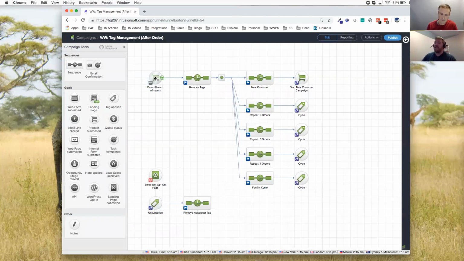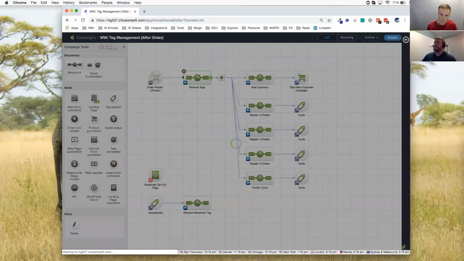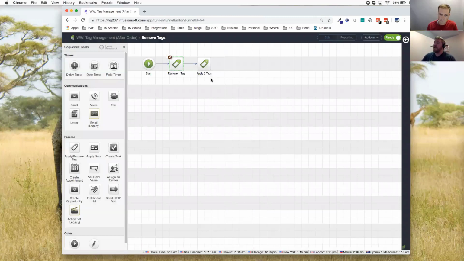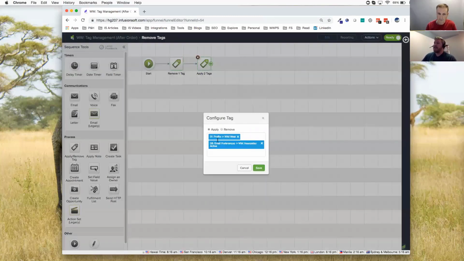So what we have here is a shopping cart. Anytime they purchase anything, they're coming into this campaign. And then I am removing the new lead tag. Someone is no longer a lead if they've made a purchase, obviously. And then I'm applying a couple tags here. The first one is Profile Wild West. I do run a few different businesses through this app, so I just want to attribute these folks to Wild West. And then I'm applying my newsletter tag.